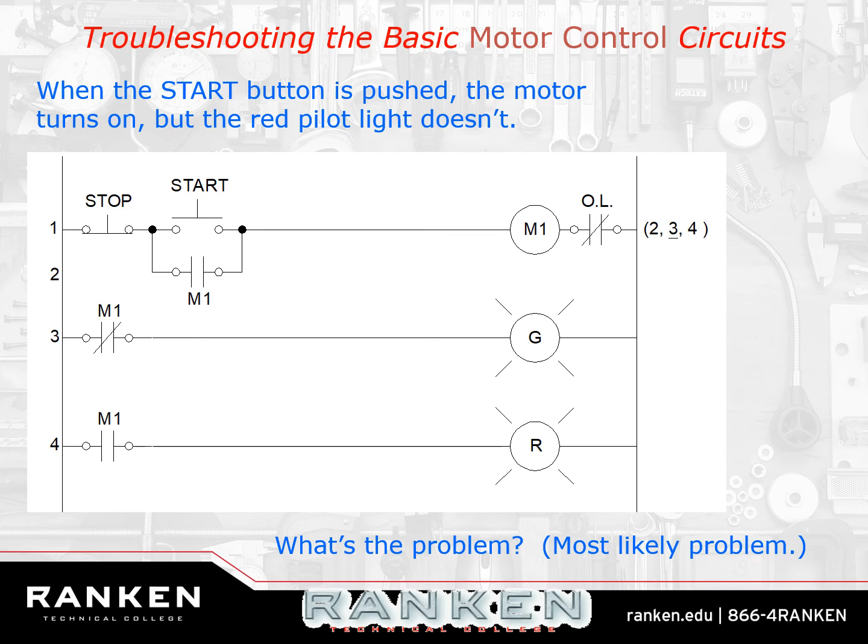If I had an open right here, measuring on this side of the contact gives me 24 volts. Measuring on this side of the contact gives me 0 volts. Real quick. Boom. There's my open. Measuring from here to here would also tell me that, right? If you see source voltage or close to it where there shouldn't be, you have an open.